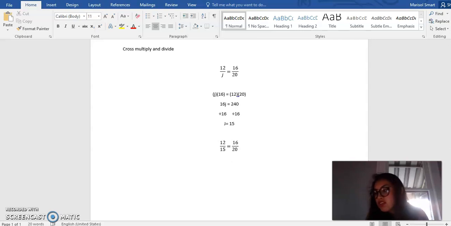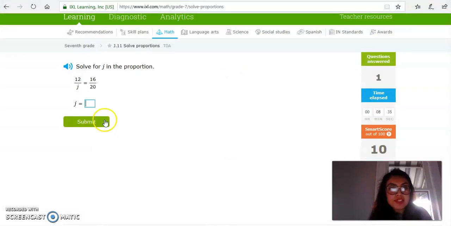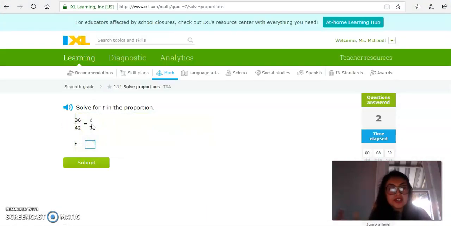When I divide 12 by 15, I get 0.8. When I do 16 divided by 20, I get 0.8. So both decimals are equal, so they are equivalent ratios. So I type in j equals 15. And there you go.